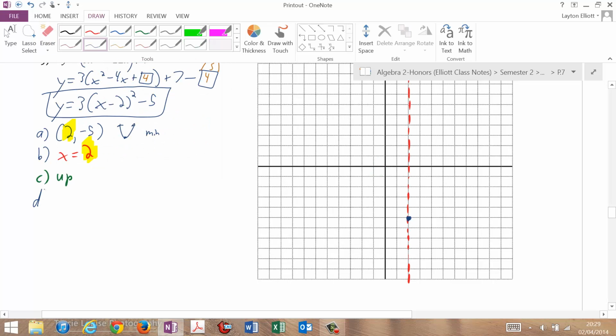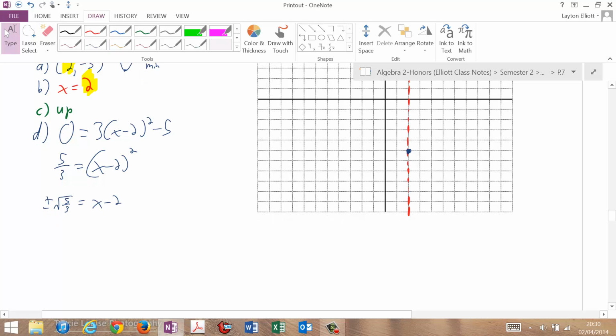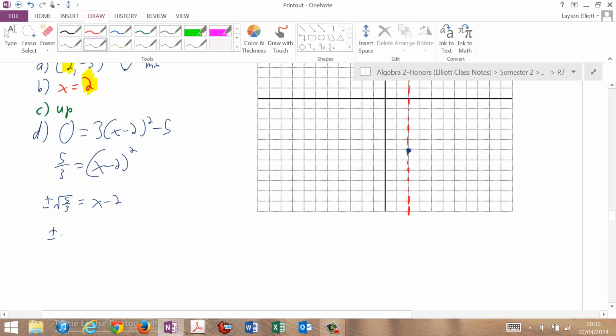To solve for the roots, I'm going to go ahead and take the graphing form and say 0 is equal to 3 times x minus 2 squared, minus 5. And with 0, I'm going to actually add 5, divide by 3, so 5/3 is equal to x minus 2 squared. Take the plus or minus square root of both sides, so I have plus or minus radical 5/3 equaling x minus 2.